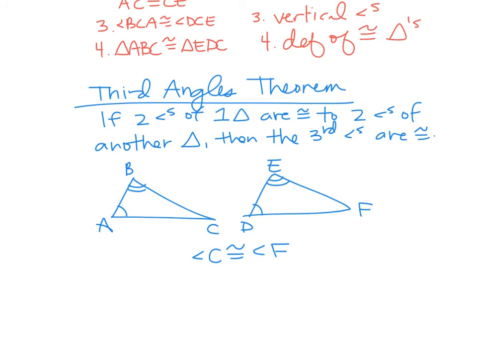Why does that third angle have to be congruent? What do we know about triangles? They always add up to 180. So if we were to take A and B away from 180 and D and E away from 180, because those are the same, the third ones have to be the same as well. Okay, so if you know 2 sets are congruent, then the third sets will be congruent also. Okay?